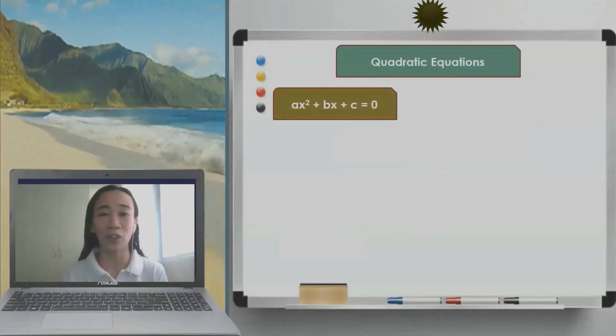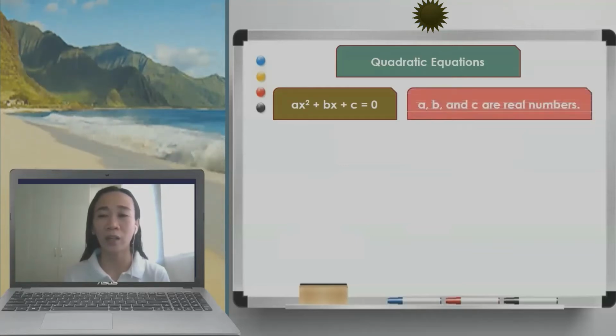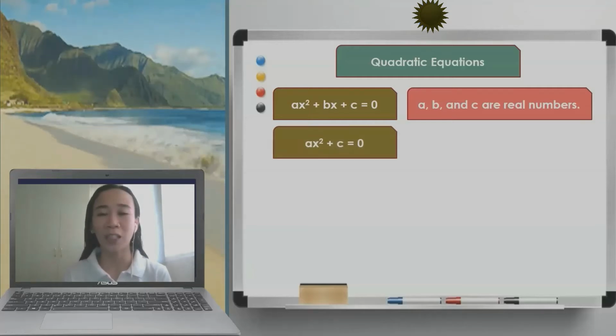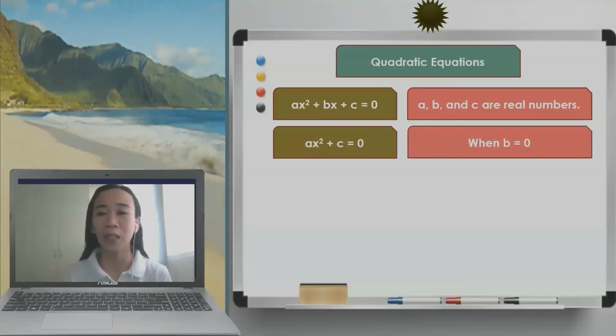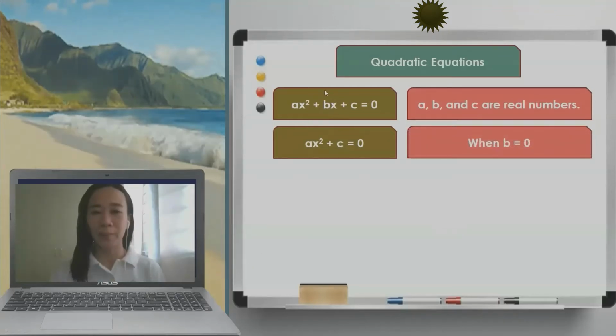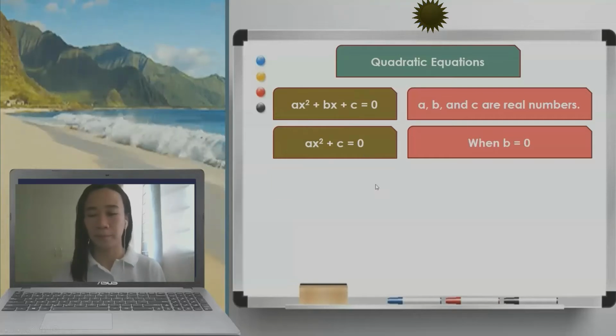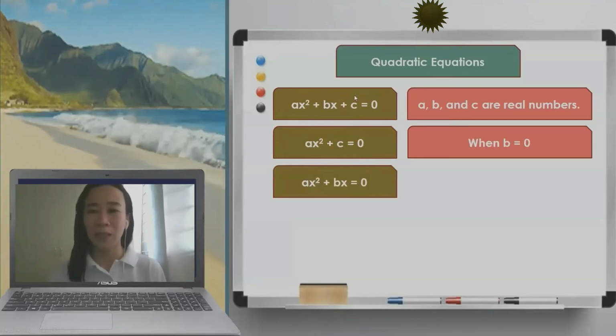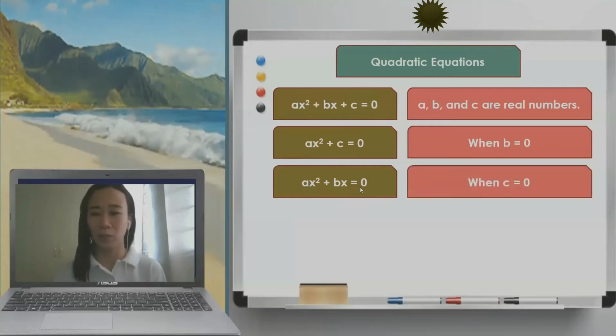Again, in quadratic equations, ax squared plus bx plus c equals 0, where a, b, and c are real numbers. Also, ax squared plus c equals 0 is a quadratic equation when b becomes 0. When b becomes 0, our equation becomes ax squared plus c equals 0. Then, if our c is 0, our equation becomes ax squared plus bx equals 0.